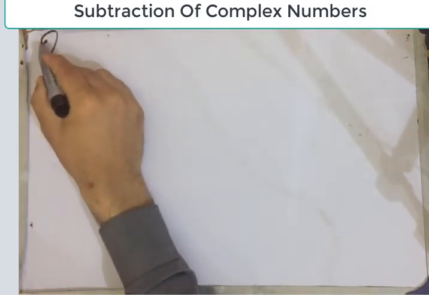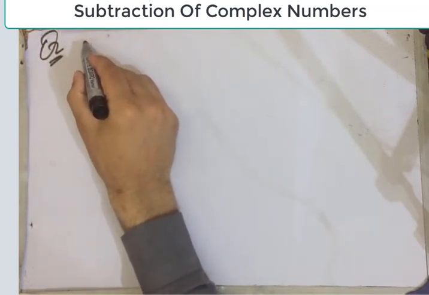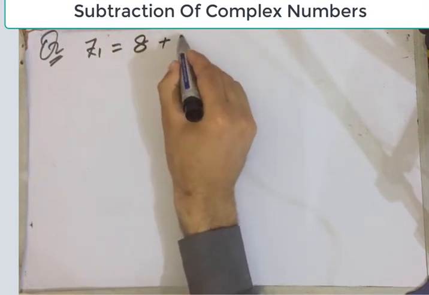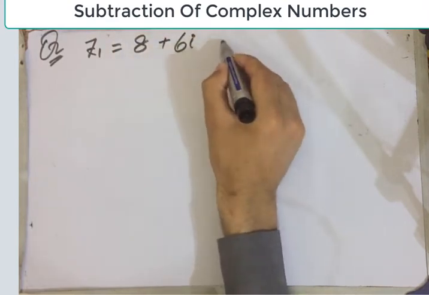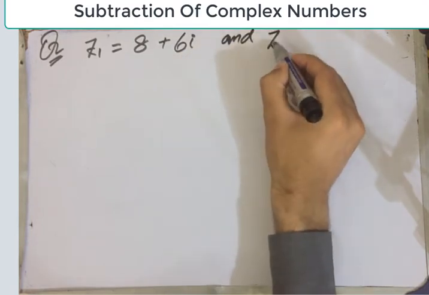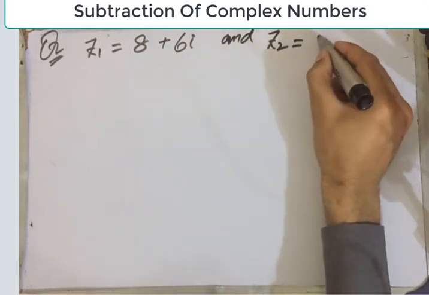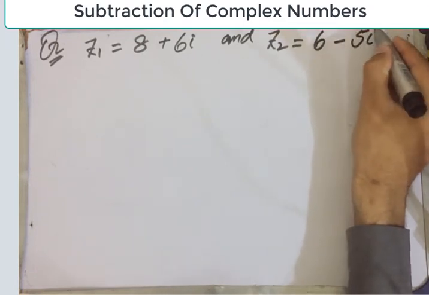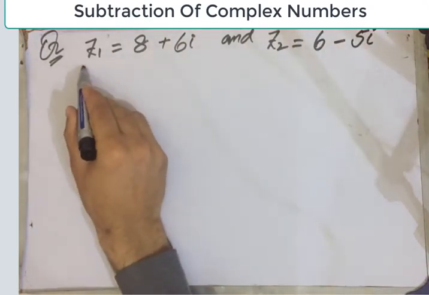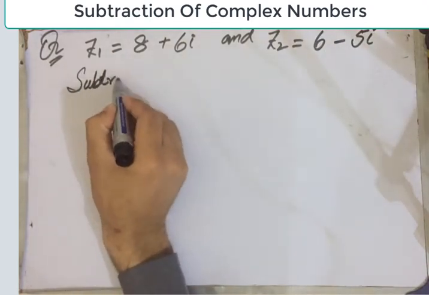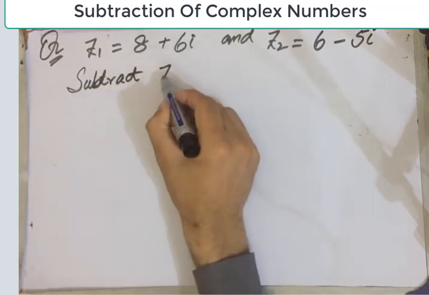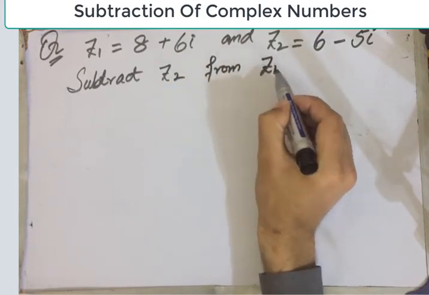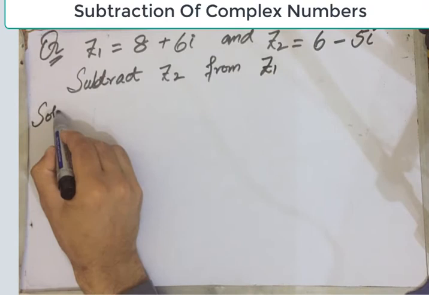We have a question. Z1 is equal to 8 plus 6 iota and the value of Z2 is equal to 6 minus 5 iota. Given that in the question, subtract Z2 from Z1. Let's see how to solve this question.